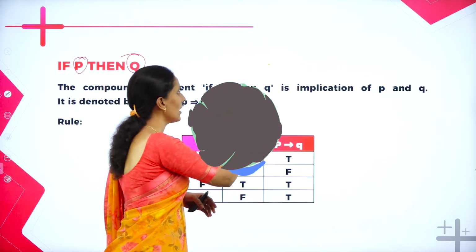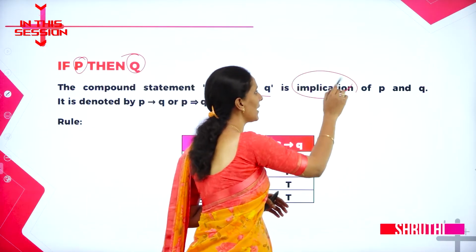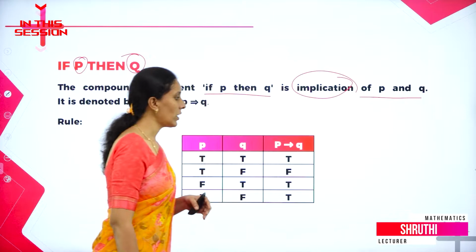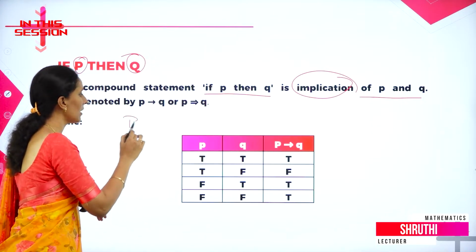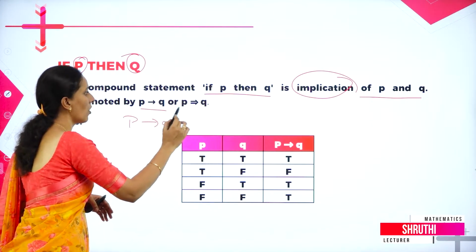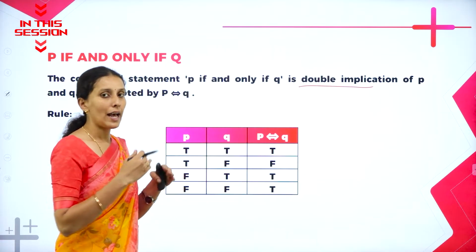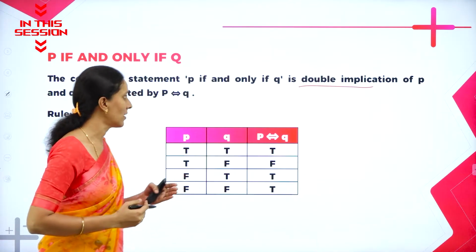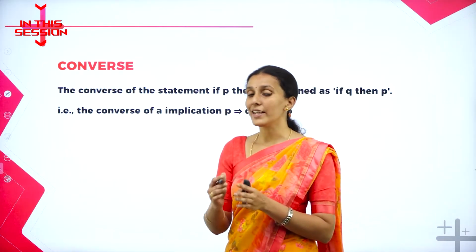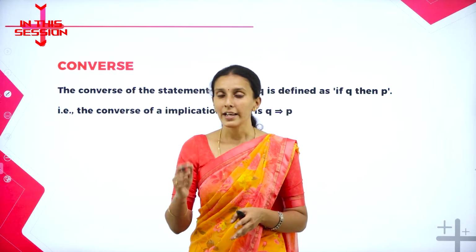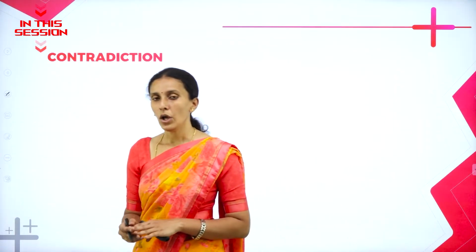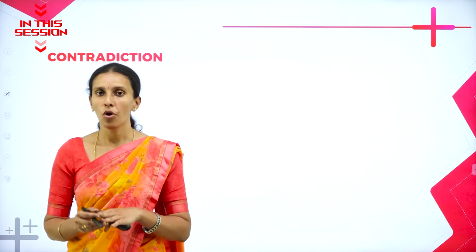If P then Q is also called the implication of P and Q, that we usually write as P implies Q like this or using this. Double implication means it is acceptable from both sides. The converse of a statement is very necessary in mathematics, especially in geometry. Contradiction is actually a method to verify whether a statement is true or false.